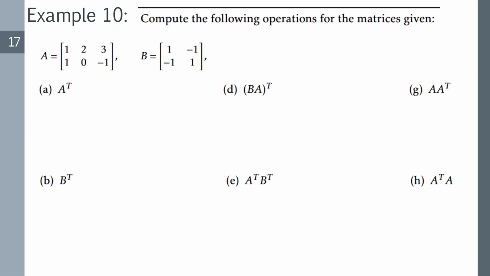Okay, compute the following operations for the following matrices. So what is A transpose? Now the rows become my columns: 1, 2, 3, and 1, 2, negative 1. That's all. And then if you want B transpose, it's the same, because after you transpose it you also get the same value. So just copy back what they ask. For the other four, we will do it in the class.